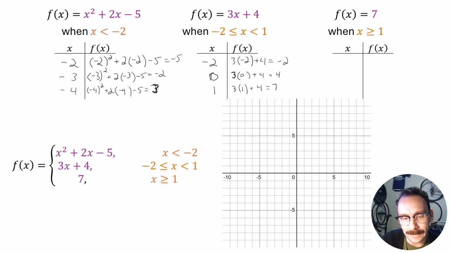Okay, appreciate you sticking with me here. The last one we're going to do is this guy over here. f of x is equal to 7. Here, we're going to pick values greater than or equal to 1, so you know 1's going to show up. And then maybe I'll pick a couple other values too. So definitely 1. I'm not going to go too wild. I'll do 2 and 3 as well.